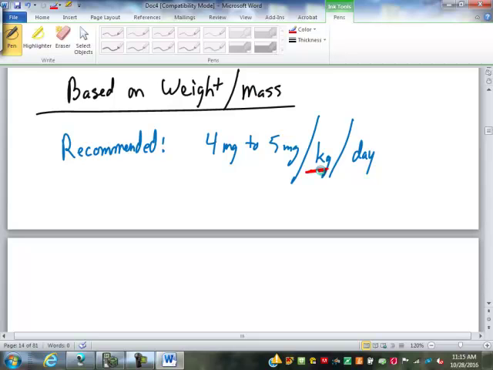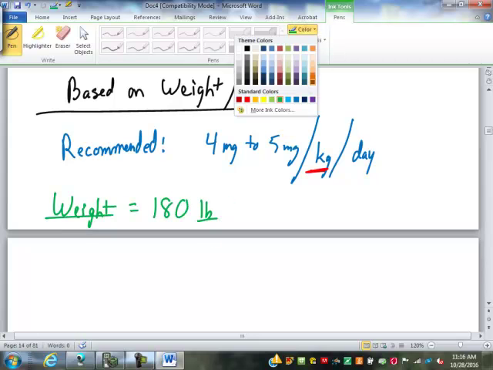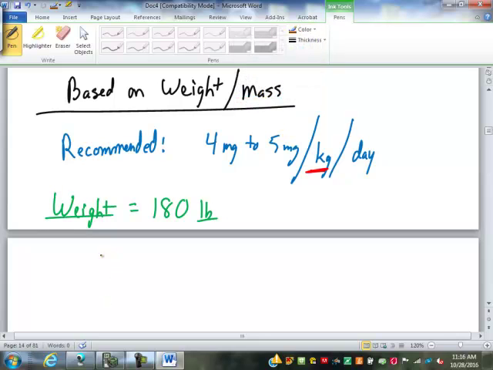So since these are per kilogram, the first thing we have to do for any patient that comes in the door is to convert their weight to kilograms. If I asked one of you your weight, and you don't have to say it, how many of you would know your own weight in kilograms right now? Not off the top of your head, right? So if a patient comes in with a weight of 180 pounds, the first step we have to take is to convert that weight into kilograms.